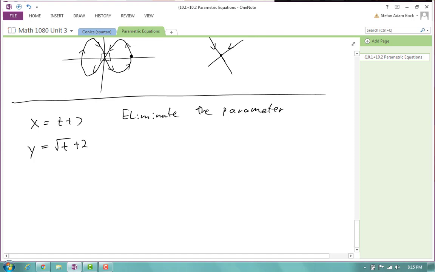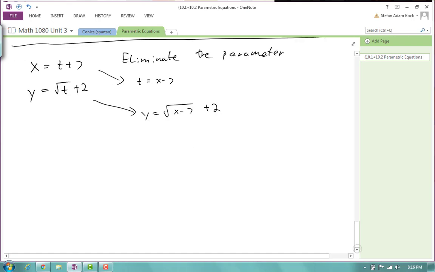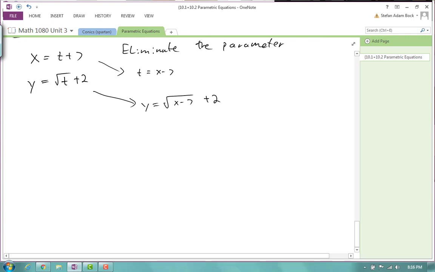I've kind of been cheating a little bit, because anytime you have a set of parametric equations, you should also include the bounds on which the parameter is defined, and I've just kind of been ignoring those. So here I have from x, t is equal to x minus 7, which means y is equal to the square root of x minus 7 plus 2. But something I promised is that parametric equations are really good for motion.